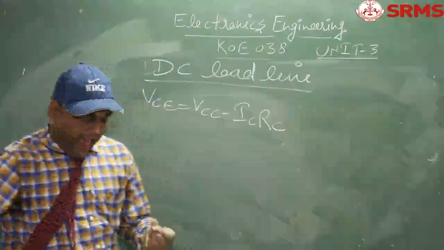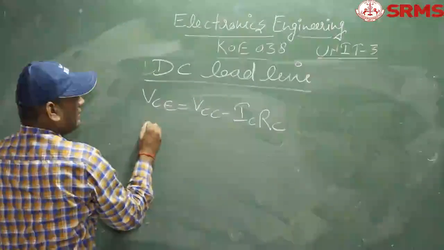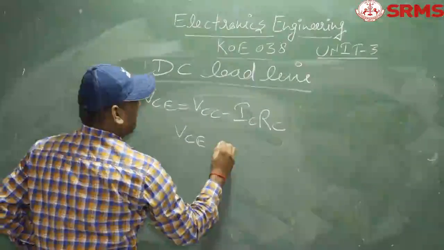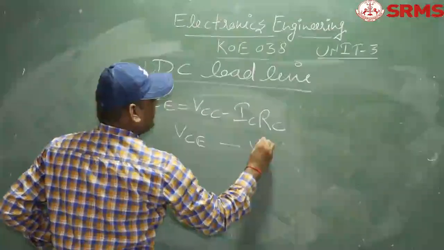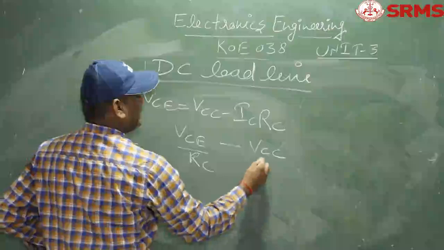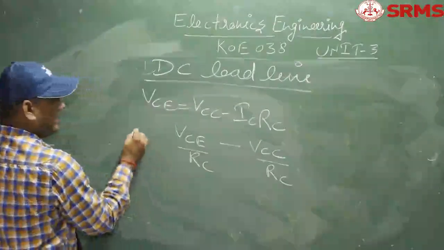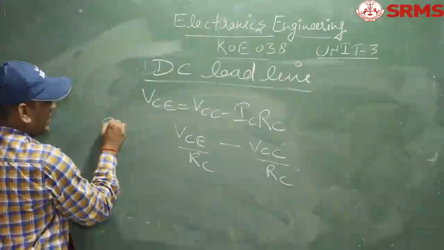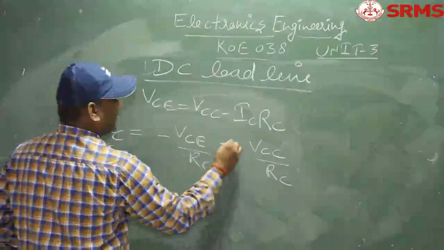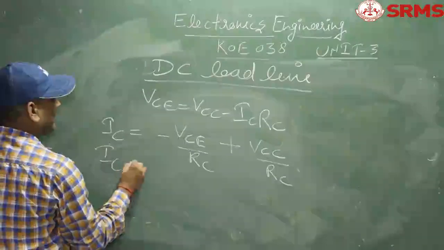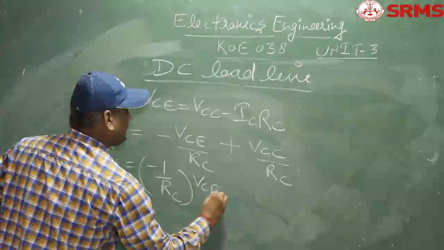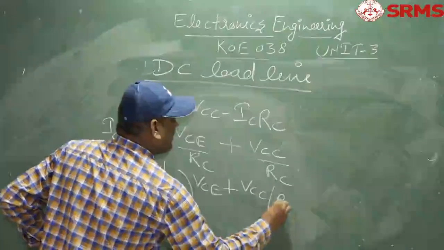If you rearrange and determine the value of IC, you can write it as VCE minus VCC divided by RC, and here this is IC. Now this is minus and this is plus. Is that clear? So IC can also be defined as minus 1 divided by RC into VCE plus VCC divided by RC.